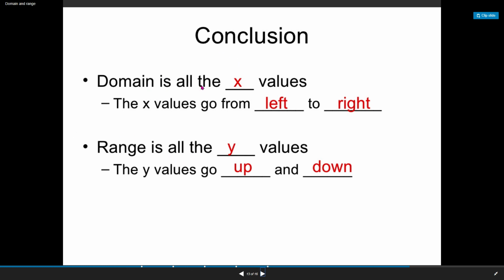In conclusion, the domain are all the x values. The x values go from left to right. And range are all the y values. The y values go up and down.